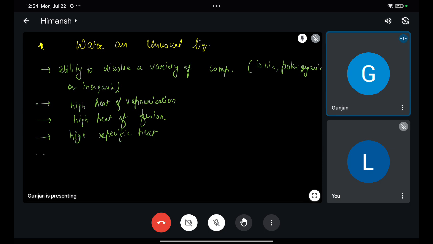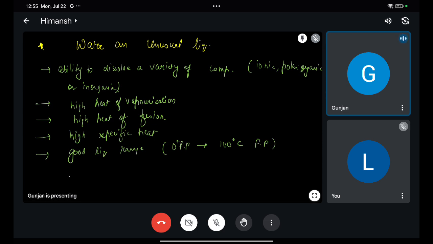Good liquid range means that from 0 degree freezing point to 100 degree boiling point. So not that much varying, right? Otherwise some of the substances are having a very wide freezing and boiling point range. Okay.